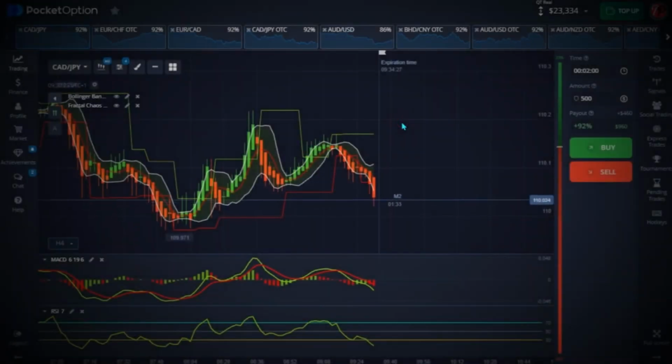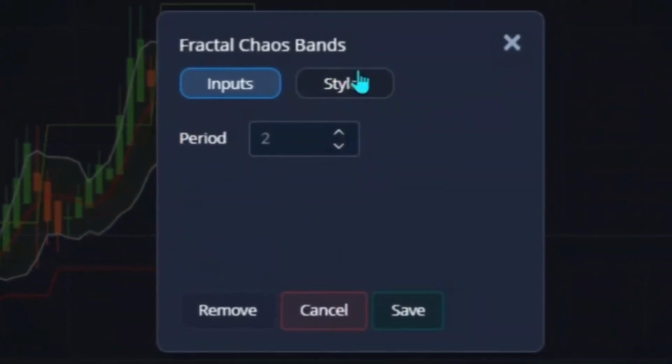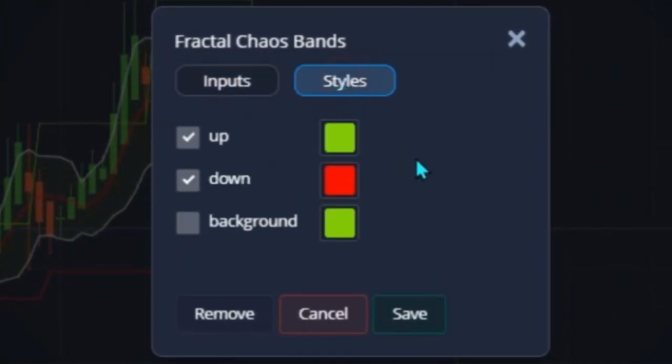And the second indicator is Fractal. You don't actually need to do anything here. It's actually a default setting. On the style tab here, just leave it as it is, so you just hit save.